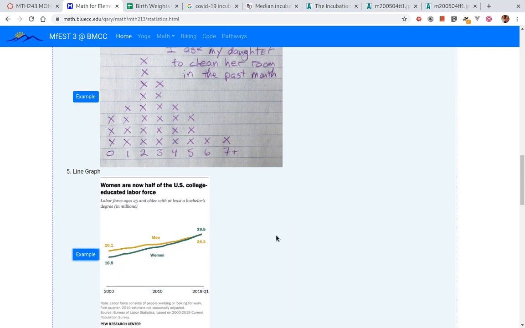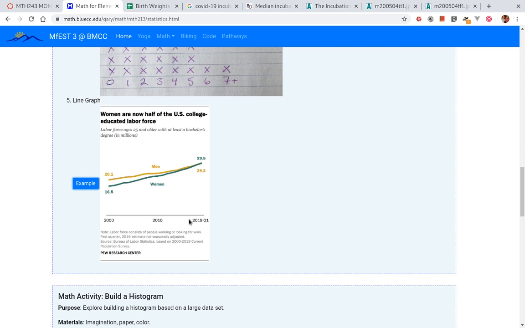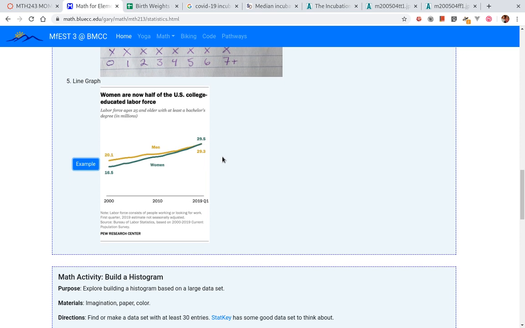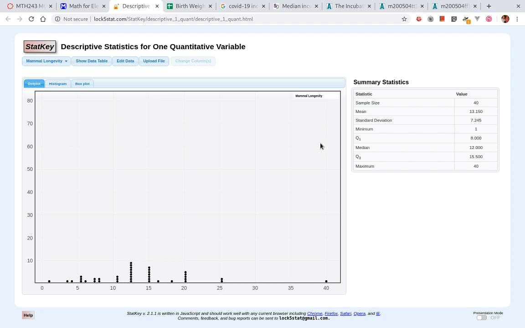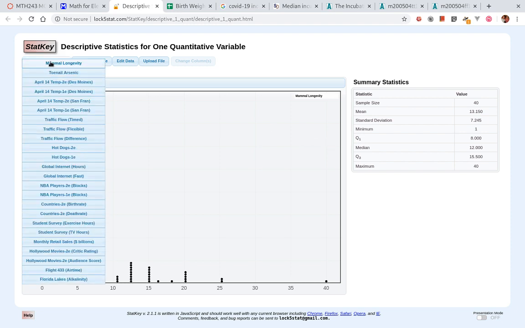A line graph is usually used for data over time. So different years, percent of women with college degrees in the labor force versus men. And we can see that women are about to surpass men this year, which is kind of cool. Many other kinds of charts to analyze data. For example, a site we'll use later called StatKey.